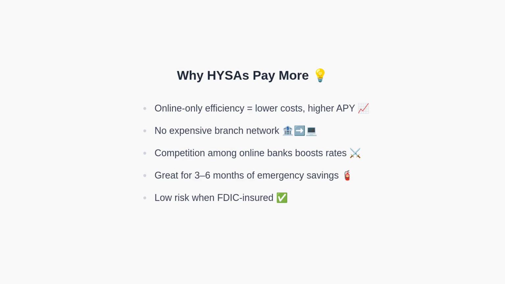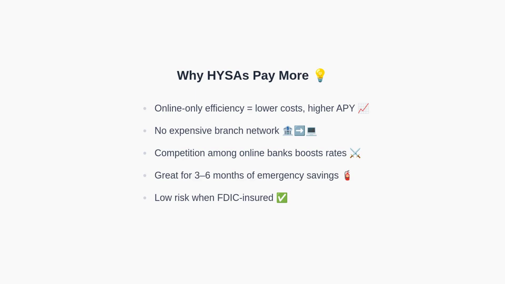Moving on, the reason high-yield savings accounts can pay more is simple. Online banks operate with lower overhead because they do not maintain extensive branch networks. With fewer physical costs, they can pass savings to customers in the form of higher interest rates. Competitive pressure among online banks further pushes rates higher.